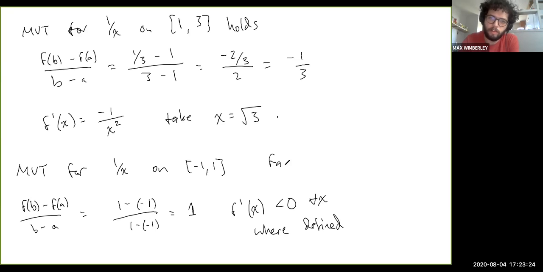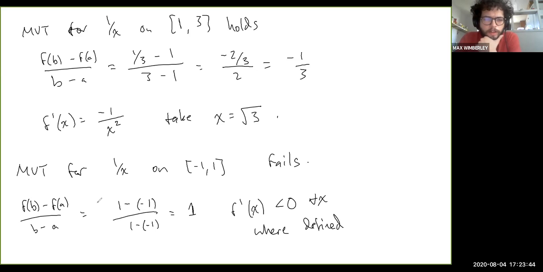So this fails. Sometimes, even for functions that clearly don't satisfy the hypotheses, the conclusion of the mean value theorem could randomly hold, I guess. But in this case, it doesn't.